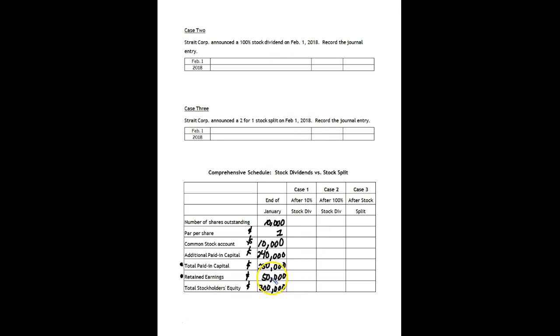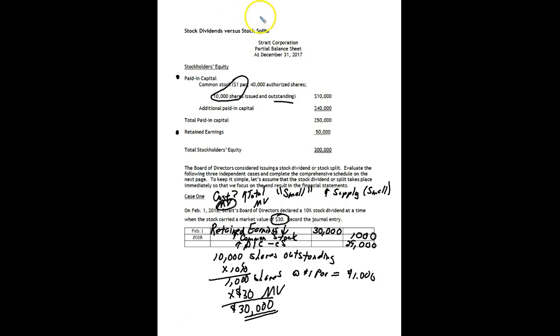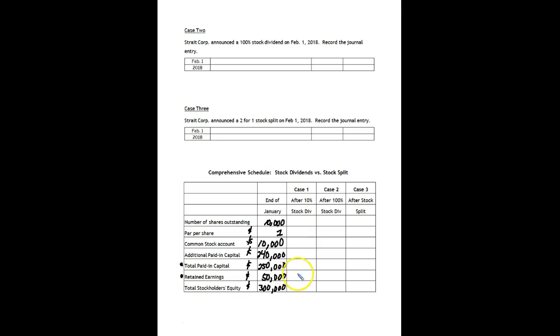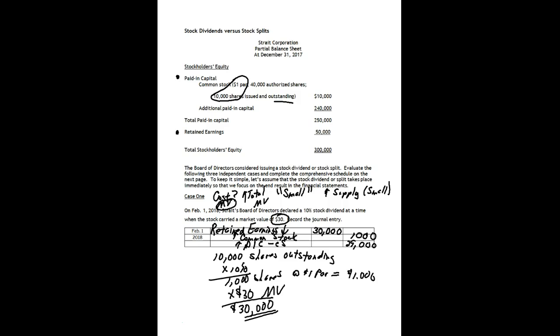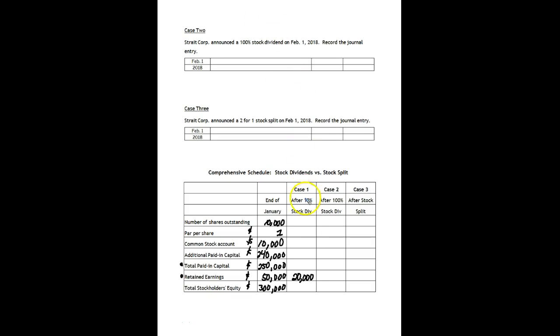So what we did is we reduced retained earnings. Okay, let's go back. We reduced retained earnings $30,000. So 50 minus 30 would give us an ending balance. Instead of setting up a T account, I'm just solving for the change in the balance. Retained earnings would go down 30. And then the common stock account would go up 1. The additional paid-in capital will increase $29,000.